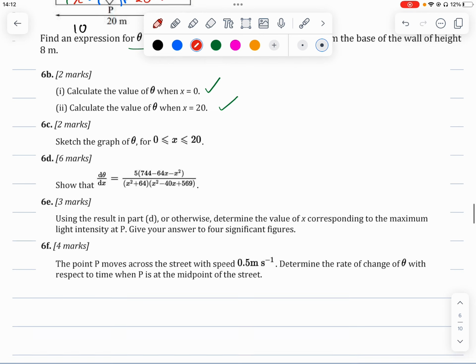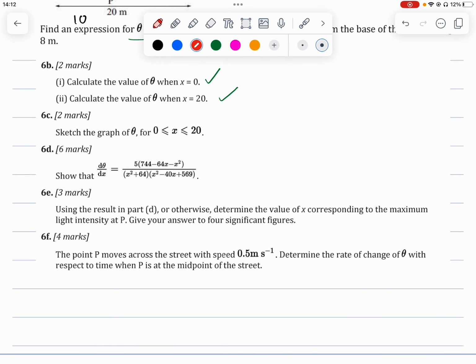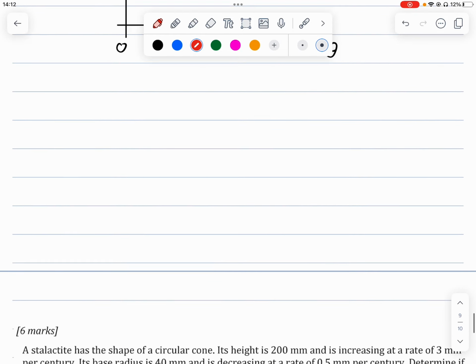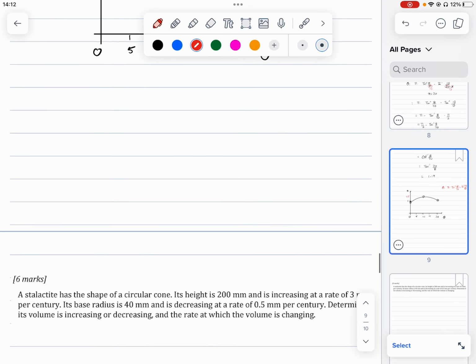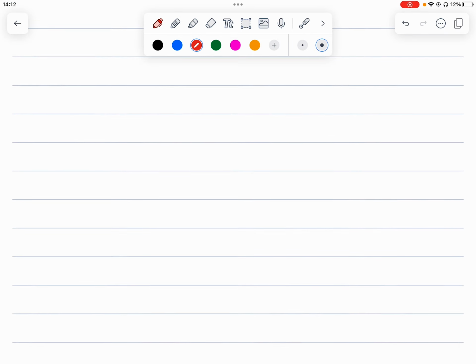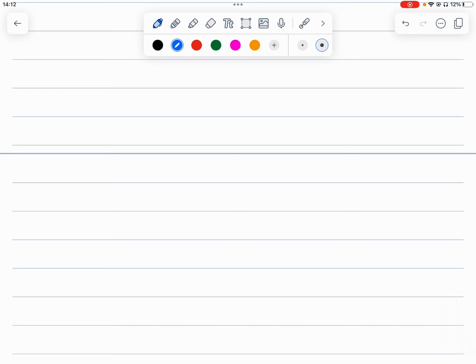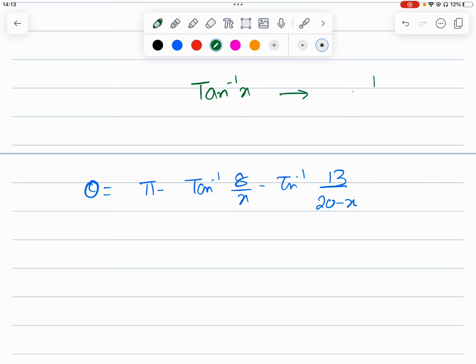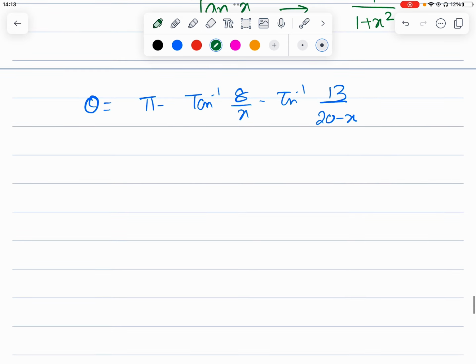6c. Now 6d. Show that d theta by dx equals such a thing. For this, let me add a new page and start it out. So what I get? Theta equals pi minus tan inverse of 8 upon x minus tan inverse of 13 upon 20 minus x. Now from the formula booklet, the derivative of tan inverse of x is 1 upon 1 plus x square.